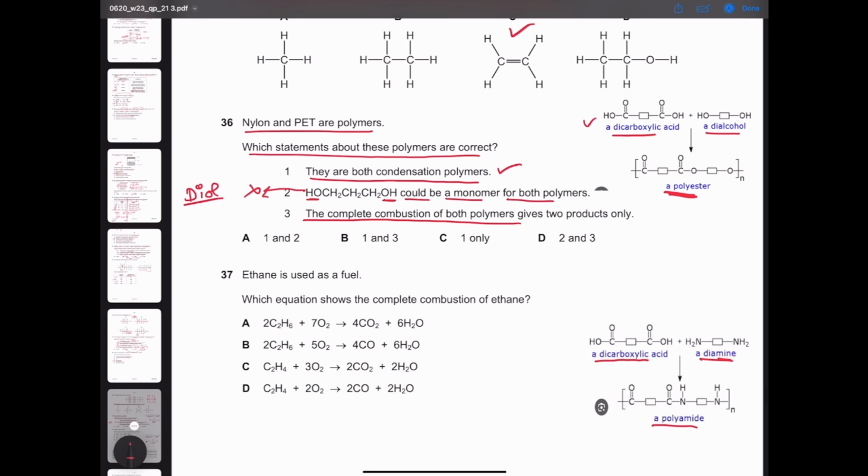This is not true because if a compound contains carbon, hydrogen, oxygen only, then the combustion will give you CO2, H2O. But in case of polyamide, nitrogen is also present. So some nitrogen gas will also be released. Alright. So statement 3 is also incorrect. Your answer should be C only.